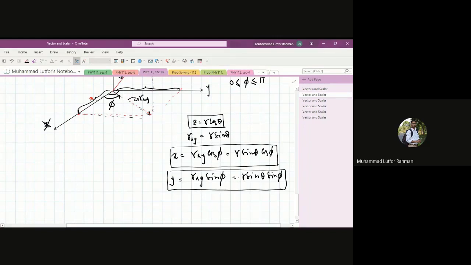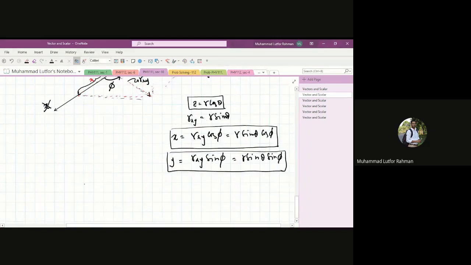Then you can also find out what the value of r is. r would be, if I'm just squaring all those terms, x square plus y square plus z square. Take the square root of this, and you can find out r.